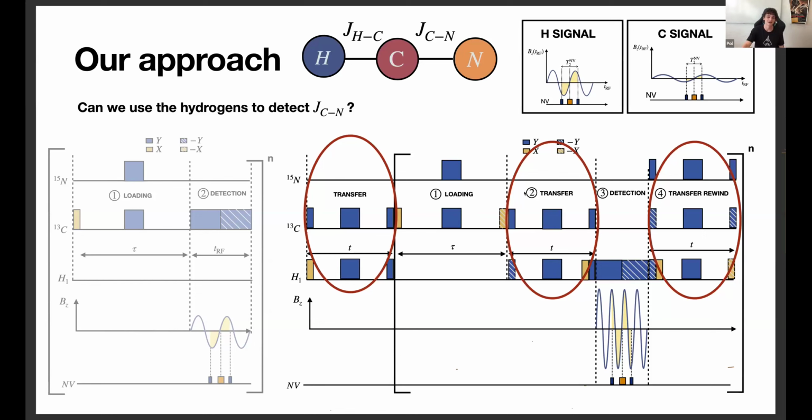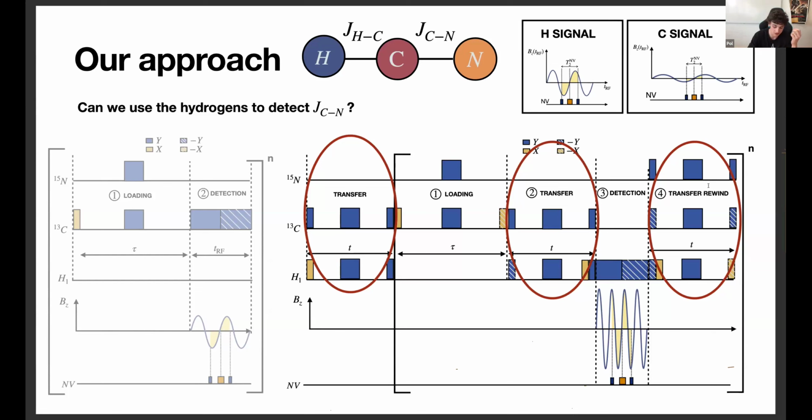So I apply here, again, the loading period as in the simple sequence. So in principle here, the information about the J-coupling will be encoded in the state of the carbon and the nitrogen. But since now, thanks to this stage, the hydrogen and the carbon are correlated, this information will be encoded as well in the state of the hydrogen. Now, this second transfer stage is needed to uncorrelate the hydrogen and the carbon again, so then I can read the hydrogen perfectly. And then this last transfer rewind stage is needed so that the signal in the end is simpler. If anyone wants more details, ask me.